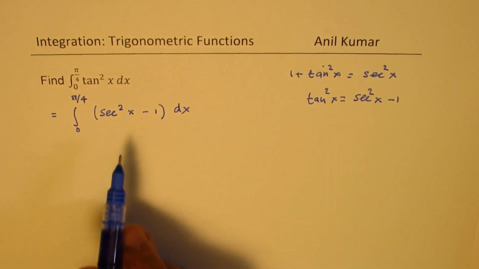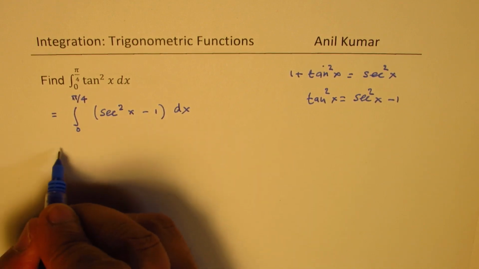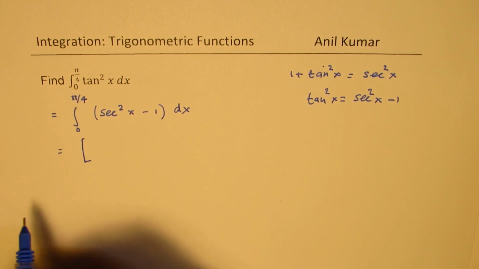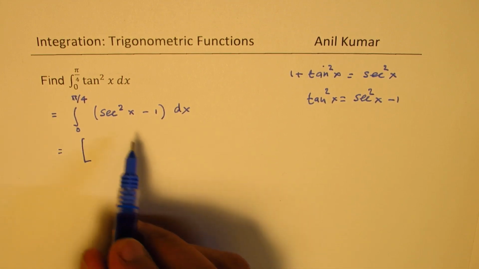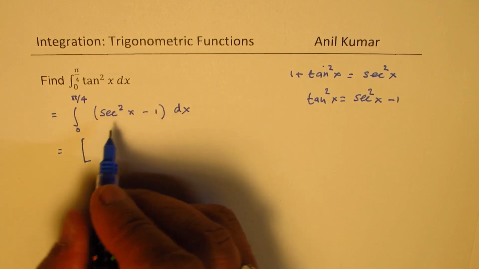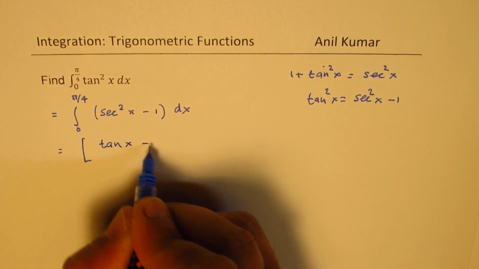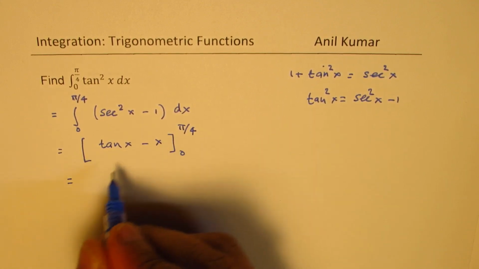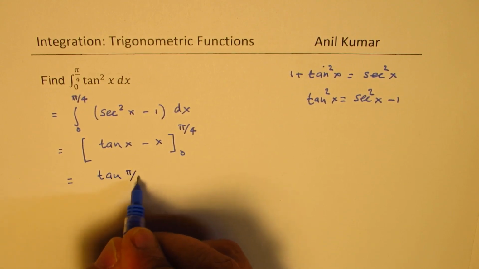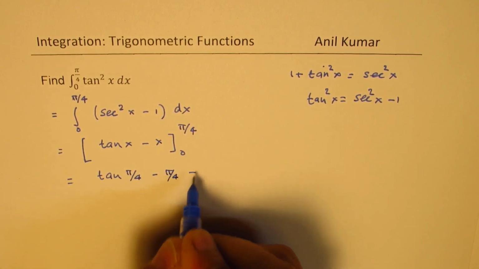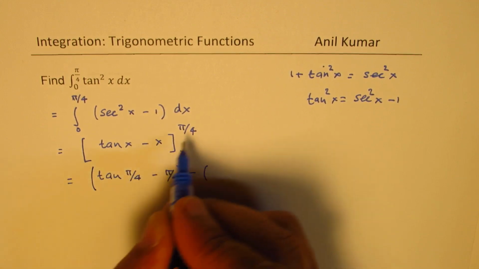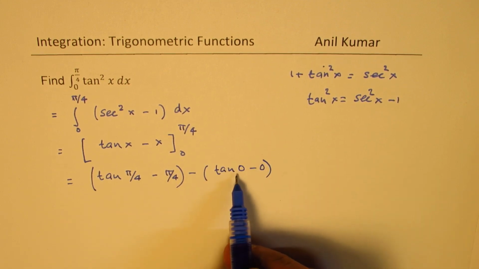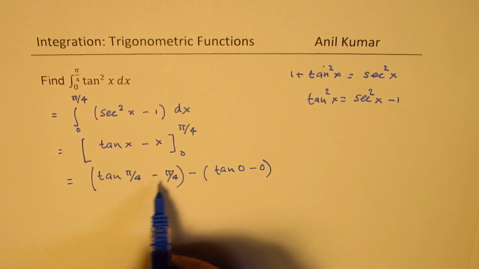Good. Secant square x, you know the integral, right? So now we can easily write down the integral. The lower limit is 0, the upper is pi by 4. And for secant square x, it is tan x, right? So it is tan x minus x, and we get 0 to pi by 4. Substitute these values, so we get tan of pi by 4 minus pi by 4, minus, substituting 0, we get tan of 0 minus 0, right? So tan of 0 is 0 and 0 is 0. So we get that as our result.